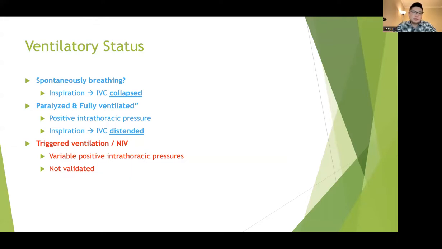The intrathoracic pressures there will be quite variable. And why I separated these three categories into colors is that we actually have some evidence to support IVC measurements and their interpretation in estimating the right atrial pressures in spontaneously breathing and the paralyzed and fully ventilated patients. But a third category, where the patients are still triggering the breath, there's just not quite yet solid evidence to point us one way or the other. So the blue ones are sort of validated and the other ones are not quite yet.